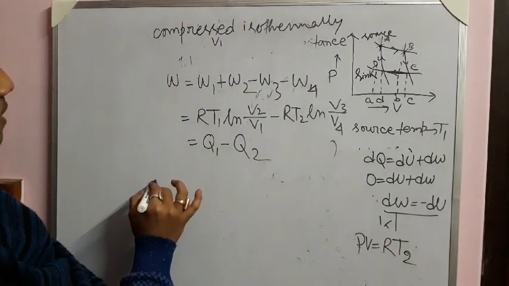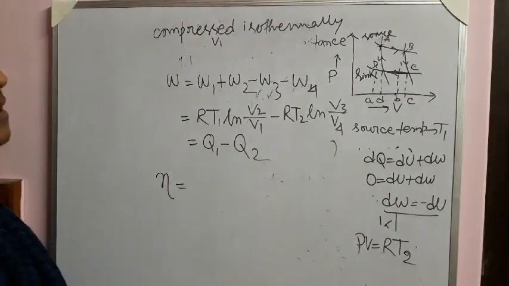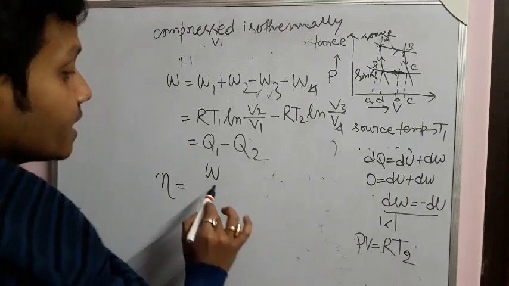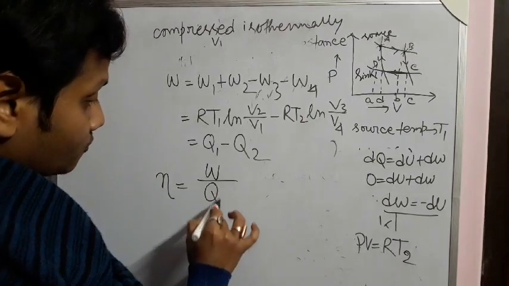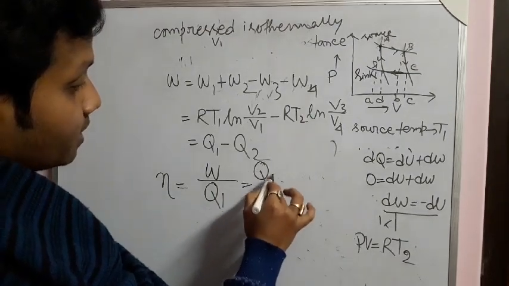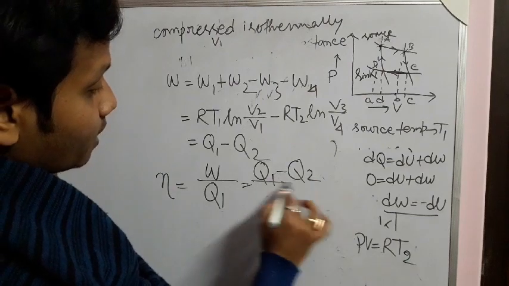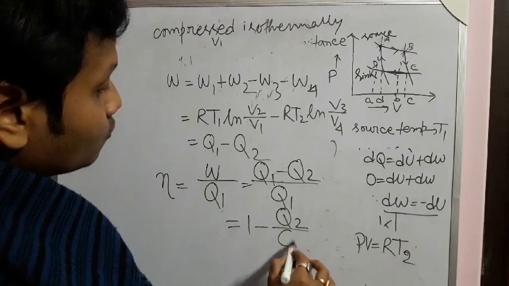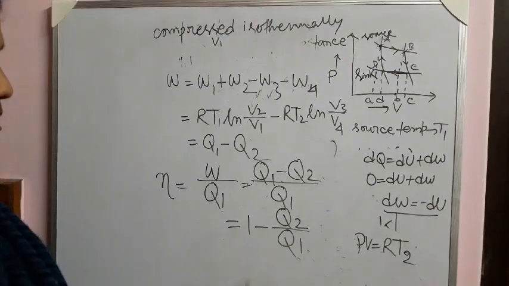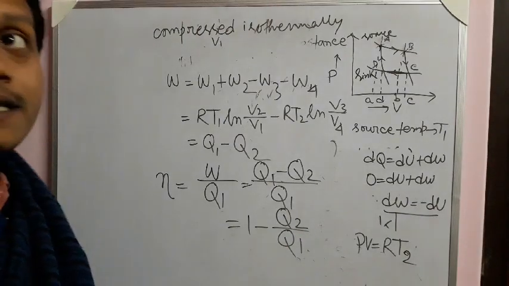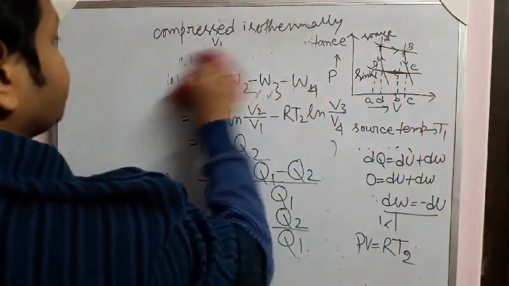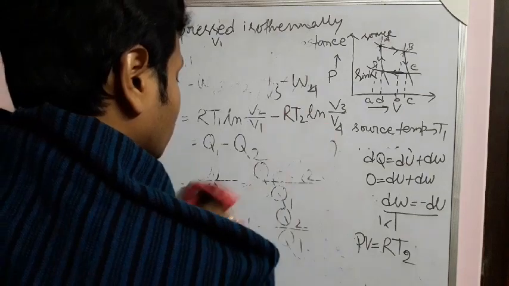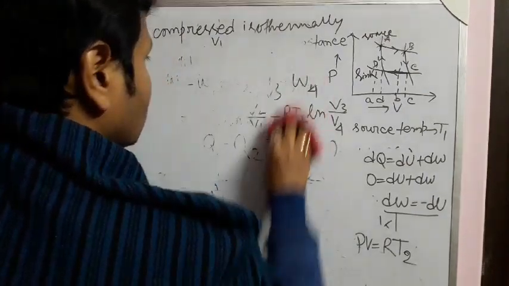Okay, now the efficiency of an engine, the Carnot heat engine, is defined as the total amount of work done in the full cycle divided by the heat absorbed from the source. So what will be the result? Q1 minus Q2 by Q1. So that means 1 minus Q2 upon Q1. Okay, this is the efficiency of a heat engine. Now we can write it in terms of temperature also. Okay, how?